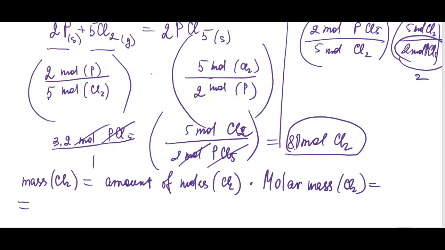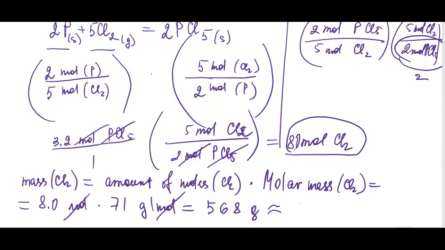And the molar mass of chlorine is 71 gram per mole. So when I multiply, I will get the result 568 grams because moles are cancelled. And I need two significant figures, so I can round it to 570 grams of chlorine.